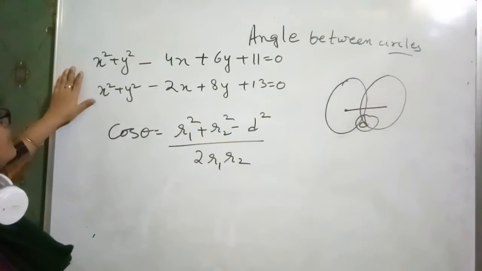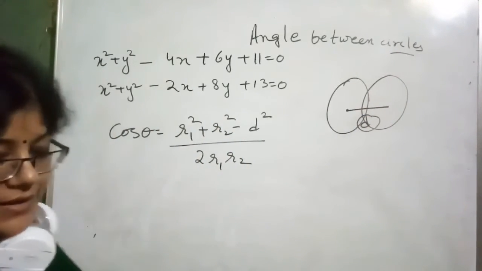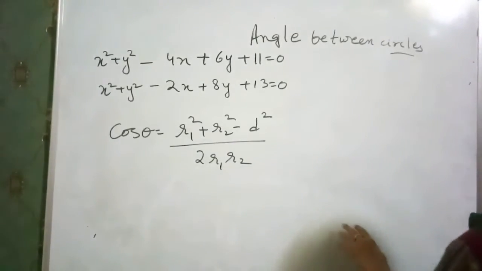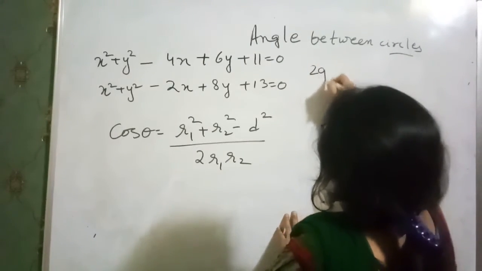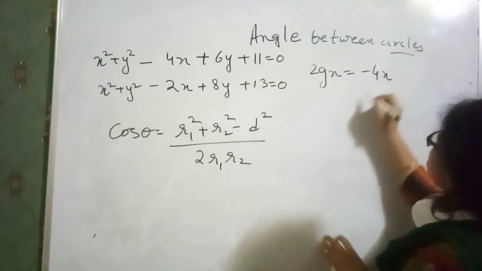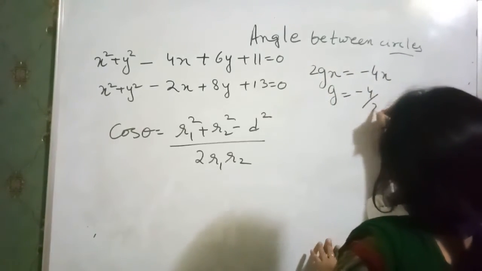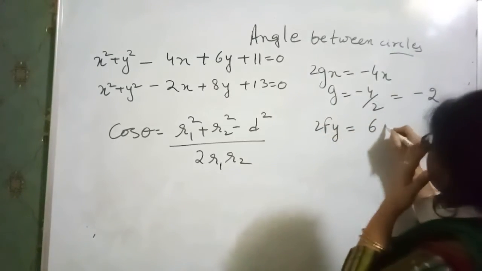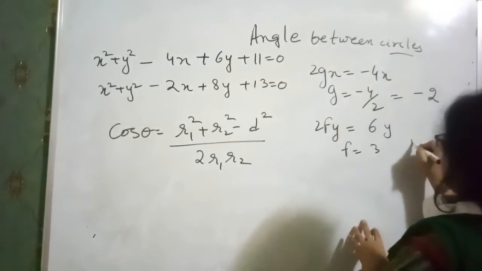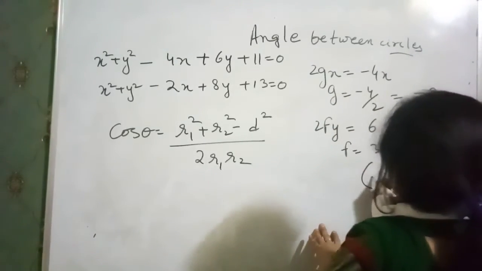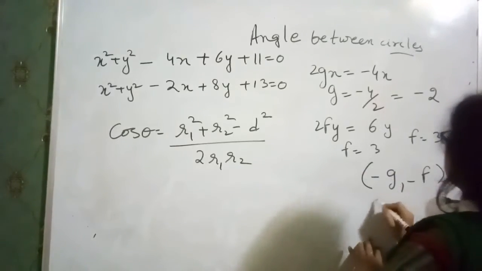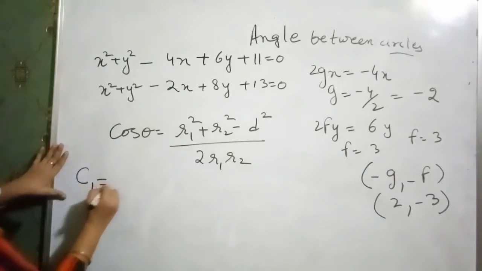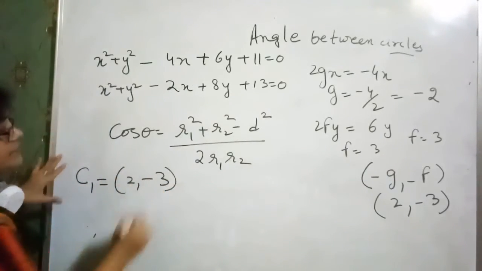Now I solve one by one for the first circle and for the second circle. Now find the center for the first circle. For the first circle we have 2gx is equal to minus 4x. So g is equal to minus 4 over 2, that is minus 2. Now 2fy is equal to 6y, that is f is equal to 3. So our center is minus g, minus f, that is 2 comma minus 3 for the first one.